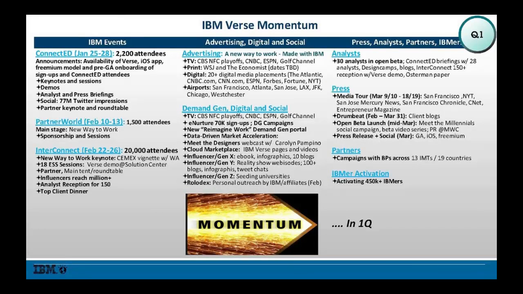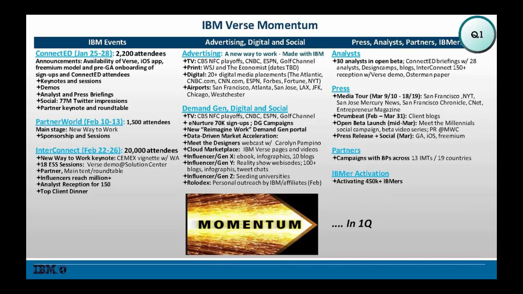Then we took that to Partner World, where we had our top business partners, and we exposed them to IBM Verse, and we did roundtables and executive discussions, and we did an engagement track, and we actually talked to them about the future of work, and we invited them to participate, and that was another opportunity for us to identify key partners and invite them to be some of the first that would experience Verse. Then we went to Interconnect.